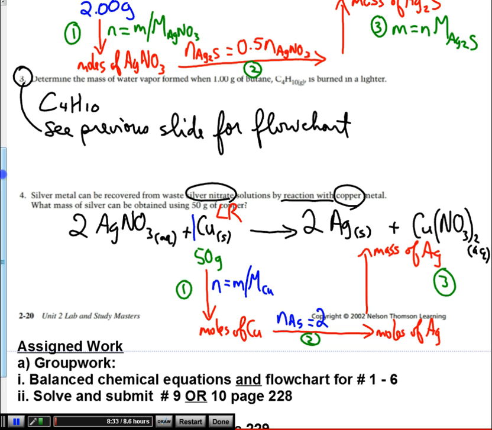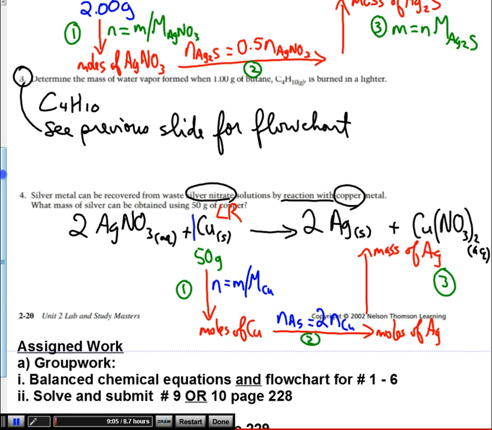consumed. It's a little bit like doing baking in the kitchen. If you completely use up your flour, you can determine how many batches of cookies we can make. If you have a whole bunch of oil left over, you can't use the amount of oil that you started with. You'd have to know exactly the amount that was used up. So let's finish this off here. So 2 to 1, once we know the number of moles of copper, we'll double it to get the number of moles of silver that can be formed from this reaction.